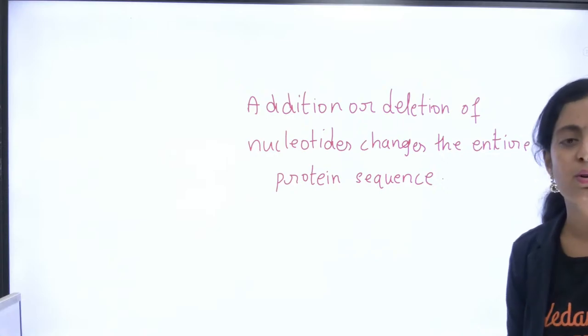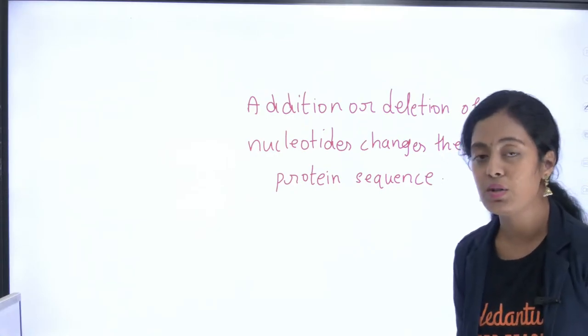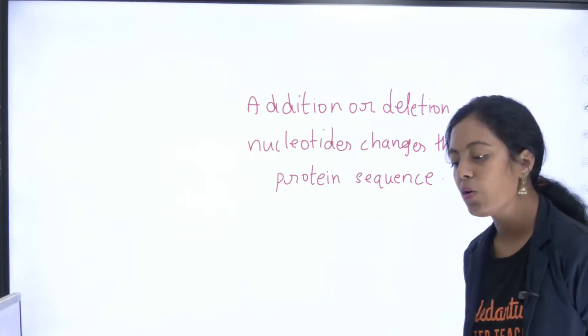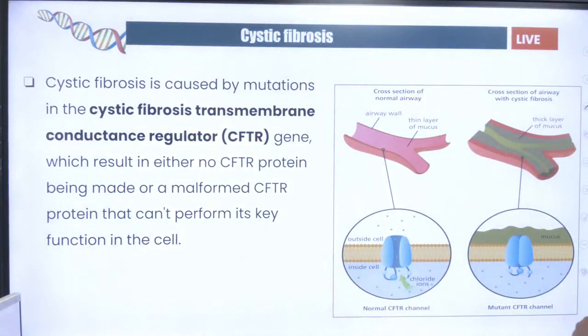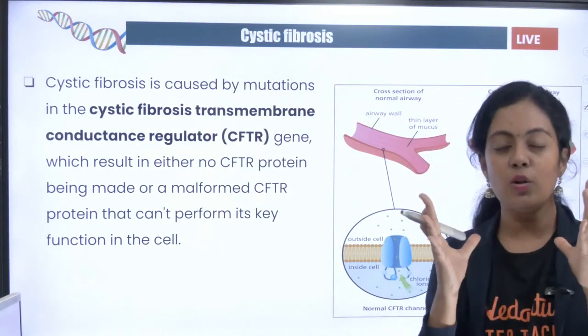Okay, very very important point. Example? Thalassemia, cystic fibrosis. Okay, what is an example of a point mutation, guys? Sickle cell anemia. Okay, now we shall continue. Yes, cystic fibrosis, though it is not there in your syllabus, just try to understand this.